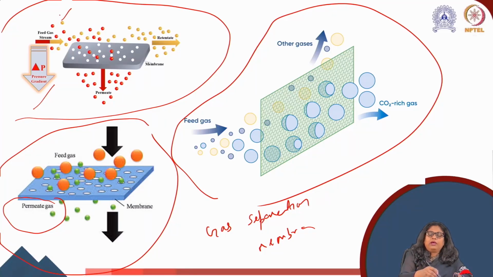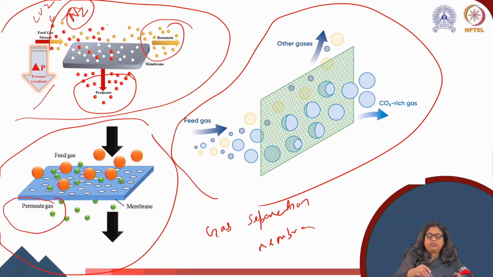So one is the yellow and another one is red. The red one you take as CO2, and the other you can take as N2. What is happening? This is the membrane surface, and the gases pass through it. The permeate is what it allows to pass through, and then we have a retentate, which is the other gases, not the CO2. So this is the gas separation membrane system arrangement.